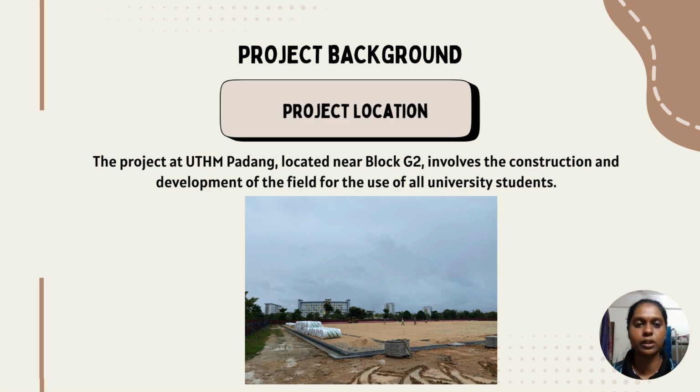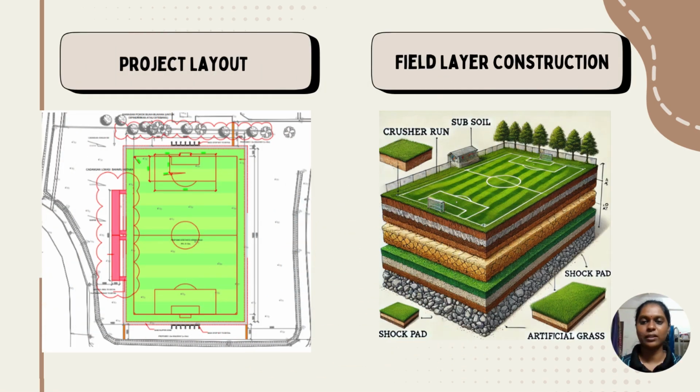Today I would like to present about the project background. Firstly, the project location. The site that we visited is the project at the UTHM Padang, located near Block G2. The project involved the construction and development of the field for the use of all university students. After that, this is the project layout and the field layer construction of the project.